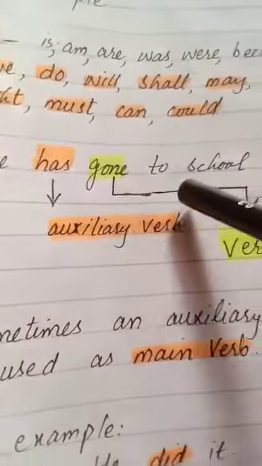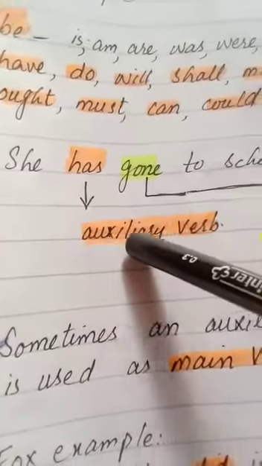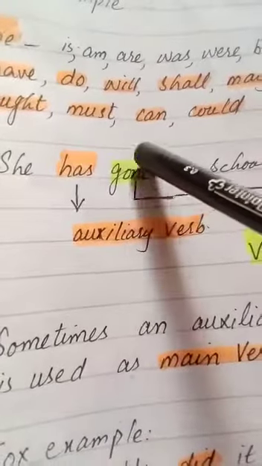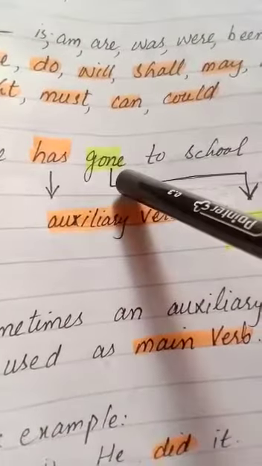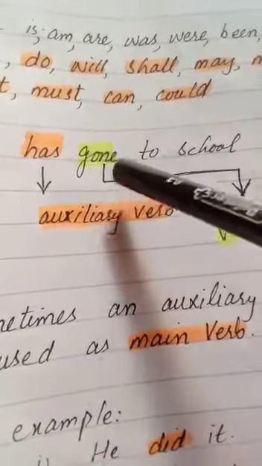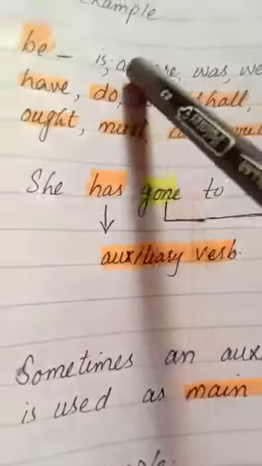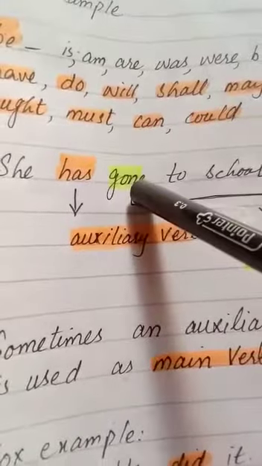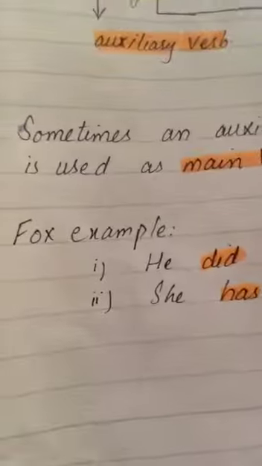Okay, now see here. She has gone to school. Here "has", which is in orange highlighter, is an auxiliary verb, and "gone", the third form of go, is a main verb. So in this sentence, "has" is from this category, an auxiliary verb, and "gone" is a main verb.